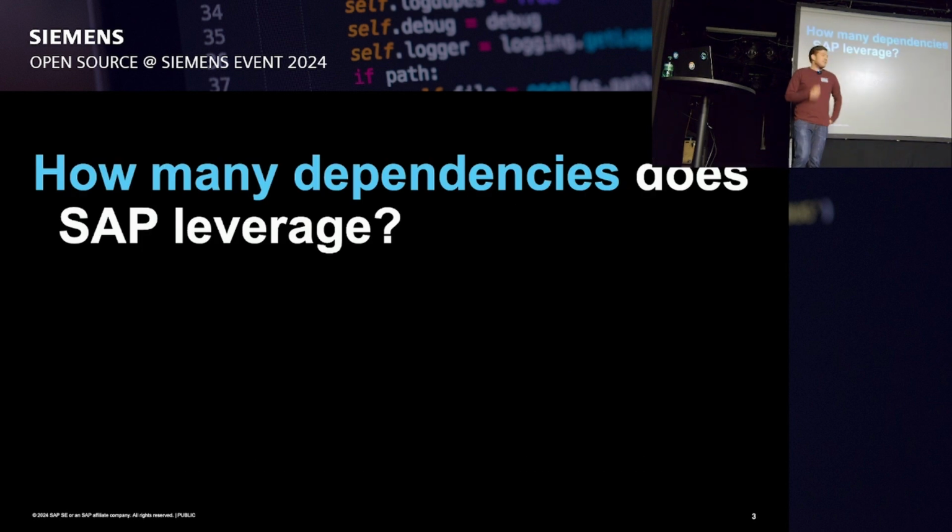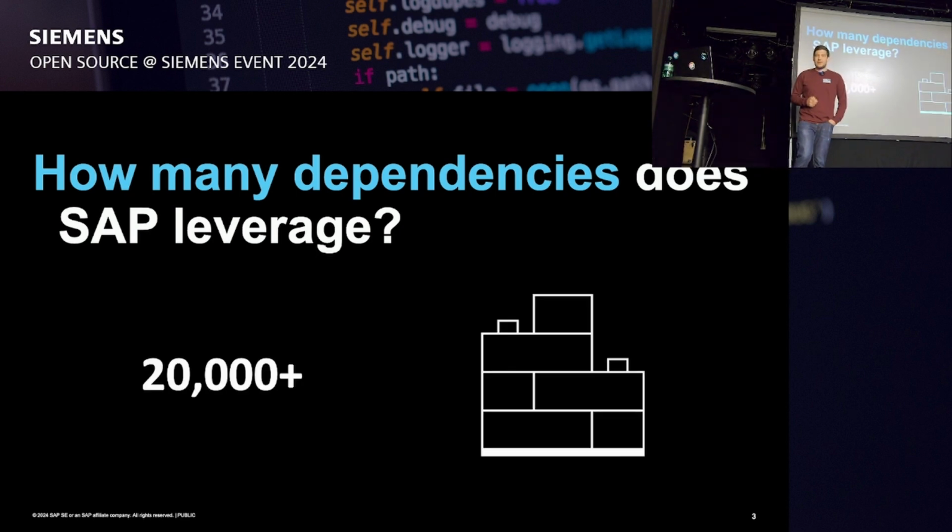So, SAP, large company, a lot of dependencies. Quick guess from around, how many dependencies do we leverage internally? Anyone want to guess? Yeah, it's not infinite, but it's more than 20,000. Although that number is not very precise because we will later see that it's not that hard to count what is even a dependency.